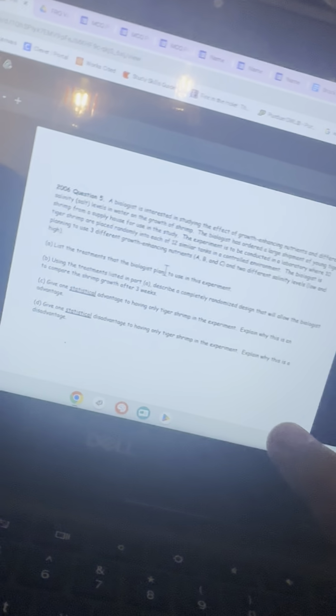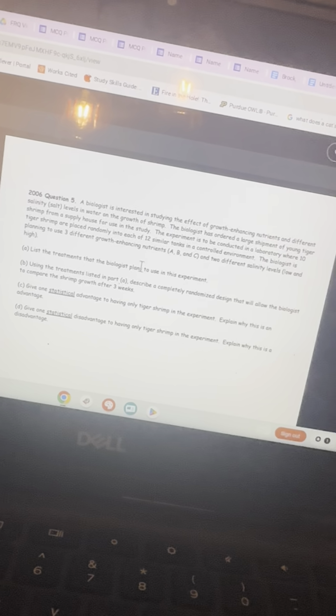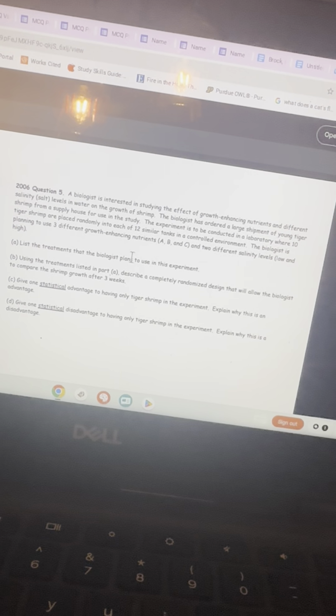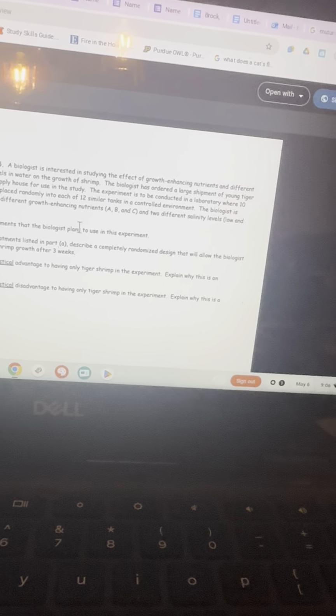Give one statistical advantage to having only tiger shrimp in the experiment and explain why this is an advantage. So I would say the statistical advantage of having only tiger shrimp is that you don't have that many confounding variables. Assuming you control the environment, you're not worrying about the different growth rates of different shrimp, because they all came from the same place. You don't have to worry about that kind of stuff.